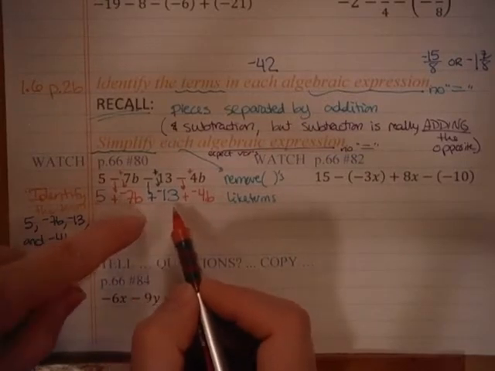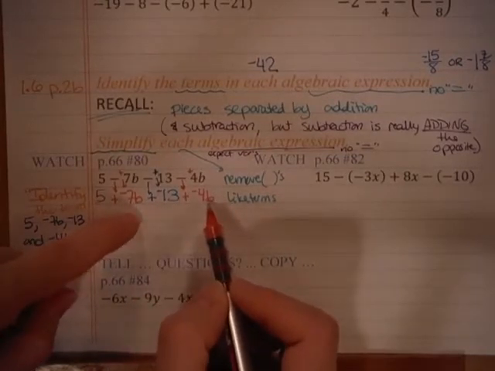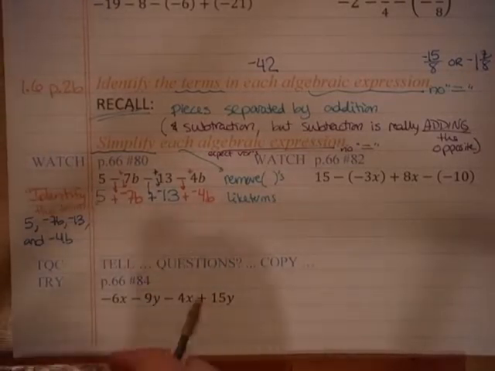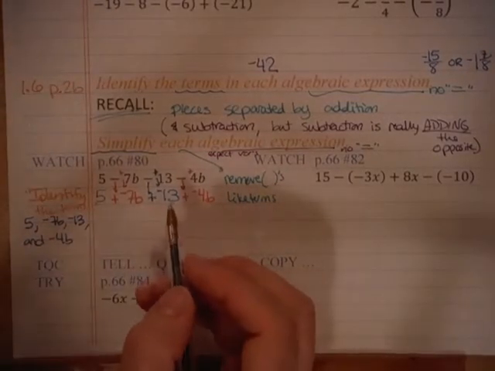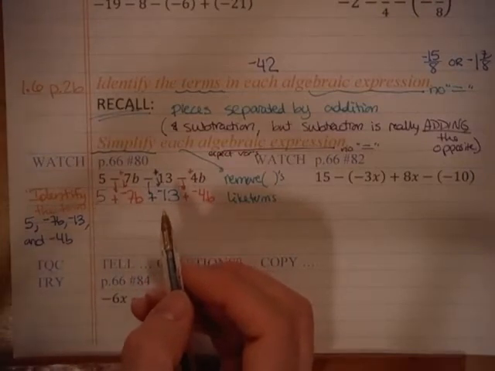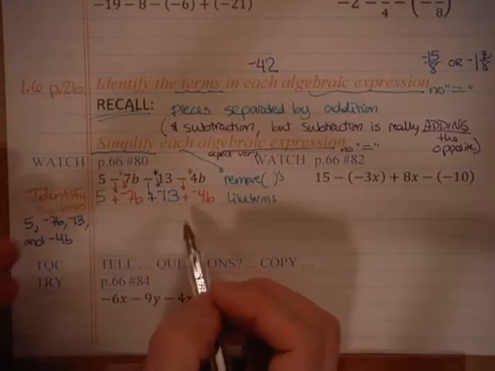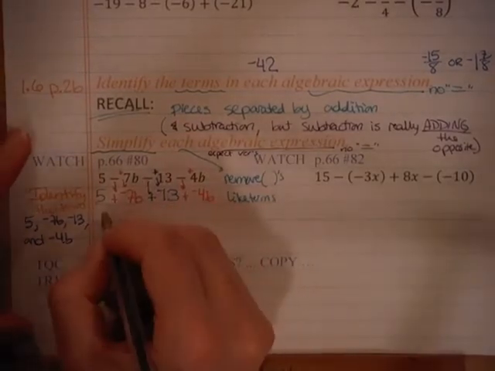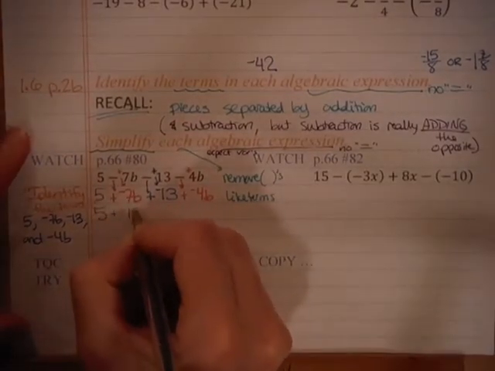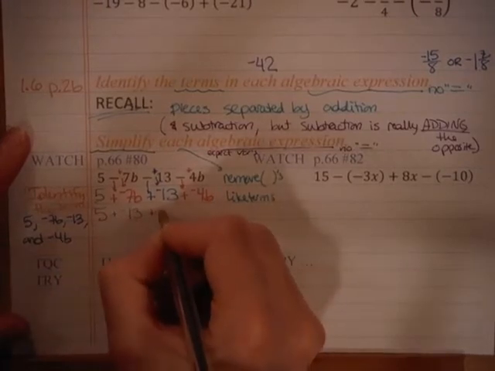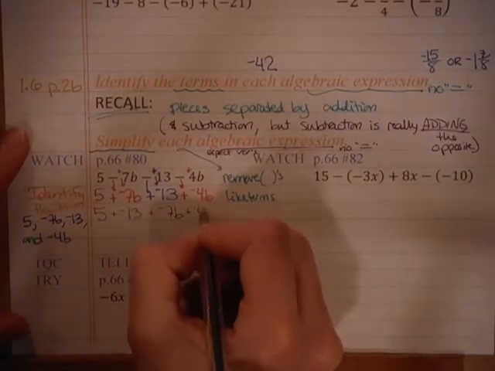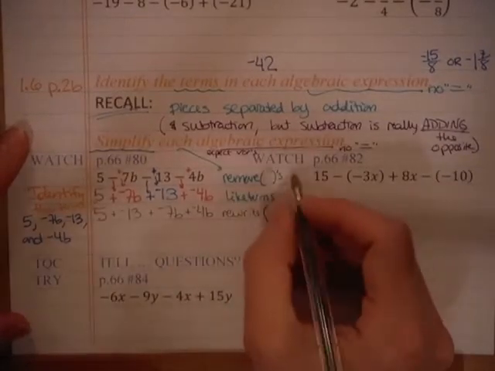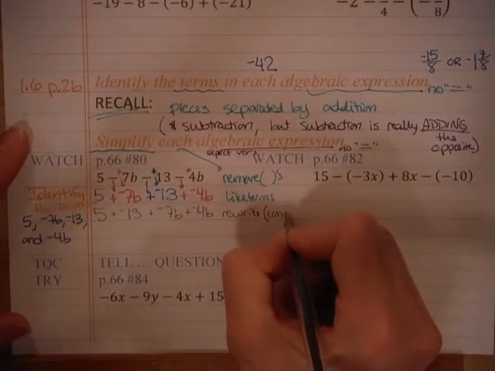7b and 13 are not like terms. 7b and negative 4b are like terms. So that's where we want to put our focus, reassociating this, rewriting this in an order that makes sense. Okay, so I'm going to rewrite this as 5 plus a negative 13 plus the negative 7b plus negative 4b. I can do that using the commutative property.